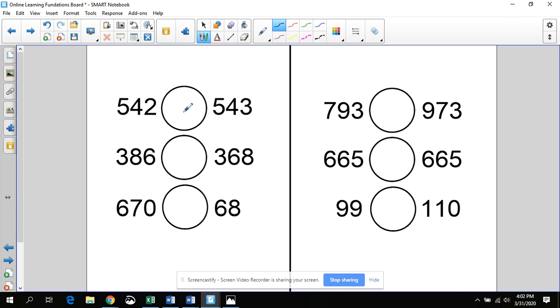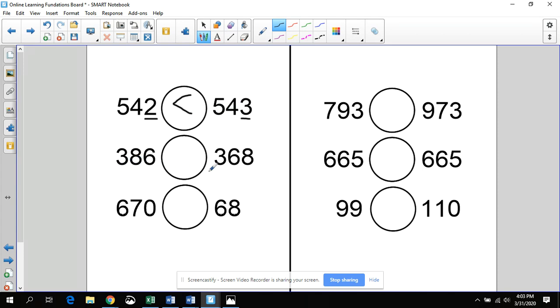I'm going to go over how I want you to approach these so that you make sure you're getting them right every time. I'm always going to start on the left. 500, 500. 40, 40. So far they're equal. But then we get to 2, 3. This one we got all the way to the ones before we found our difference. But 3 is greater than 2. If I'm reading left to right, 542 is fewer than 543.